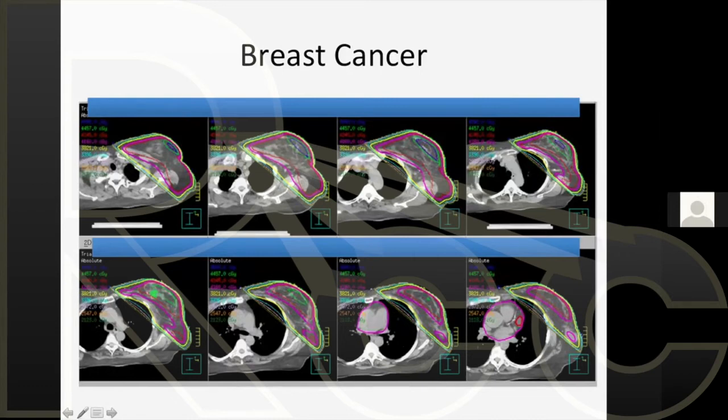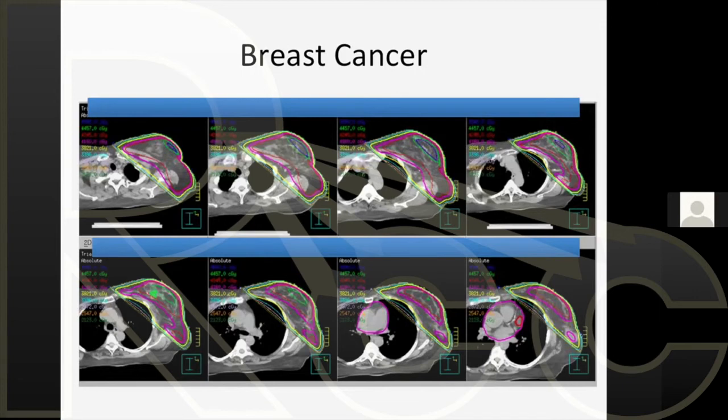So just to give you some ideas about how we do certain things, before we even look at this plan. When we're thinking about left-sided, heart is going to be our biggest issue. In most centers in the United States now, we're doing deep inspiration so that we move the heart away from the field so that we can reduce our heart dose. So most left-sided breasts, at least in the United States, are being treated with deep inspiration.